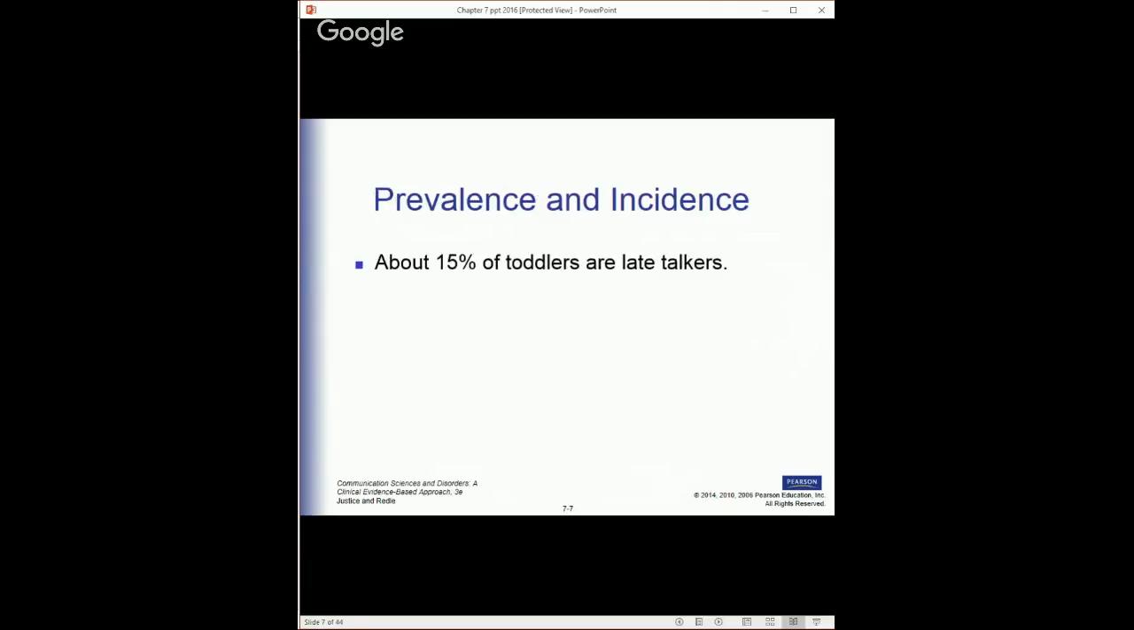Prevalence and incidence of language disorders: about 15% of toddlers are late talkers. And in the book, it talks about late talkers a little bit on page 203. Children who show delays in the earliest stages of language development are termed late talkers. Approximately half of these children will catch up with their peers by 3 or 4 years of age, whereas the other half will continue to show ongoing difficulties with language development. Late talkers who end up catching up with other children may be appropriately described as having a language delay.